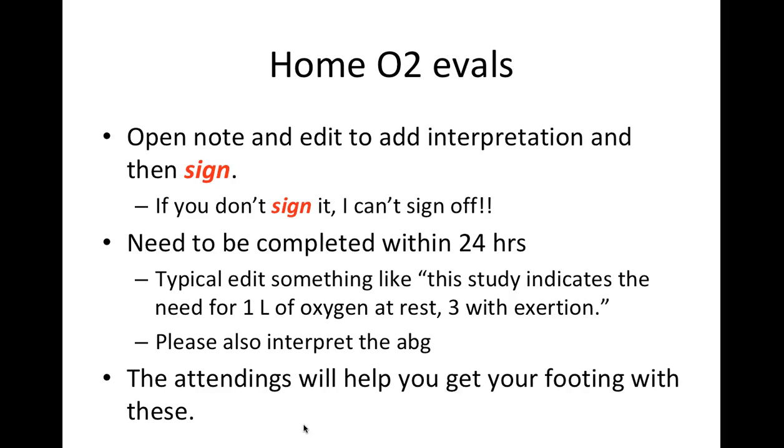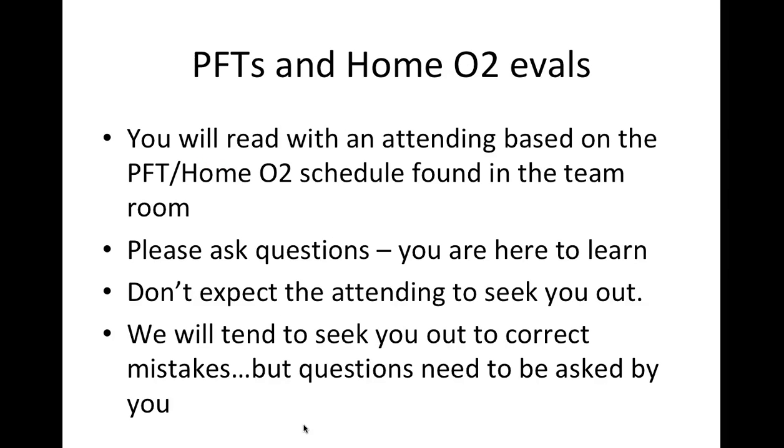These also need to be completed within 24 hours, and the interpretation typically looks something like, this study indicates the need for 1 liter of oxygen at rest and 3 liters of oxygen with exertion. As far as the whole study, oftentimes they'll include an ABG. Those ABGs should be interpreted as well when they're present. So you may say this patient has a chronic respiratory acidosis with metabolic compensation. The attendings will help you get your footing with these, just like the pulmonary function tests.